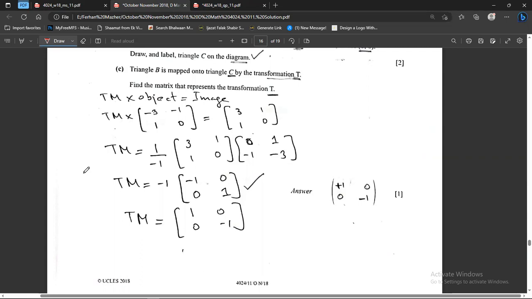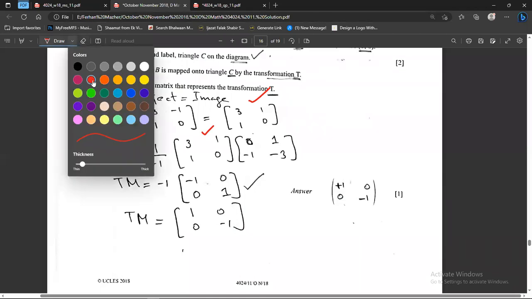So the transformation matrix will be, this matrix will go on the other side. It will become the inverse of itself. Its determinant is -1, so 1 by determinant. First of all, I will write this here, and then I will write.